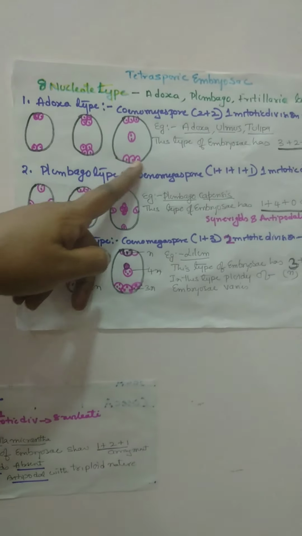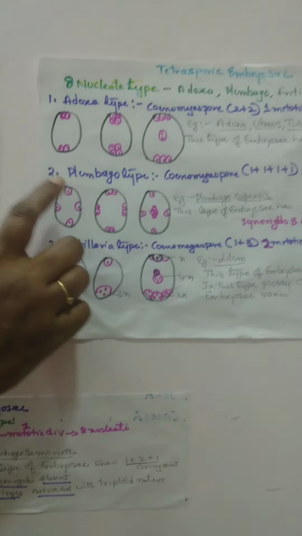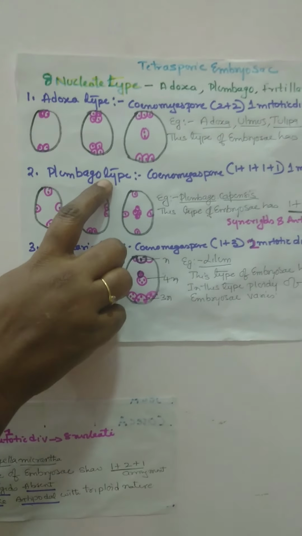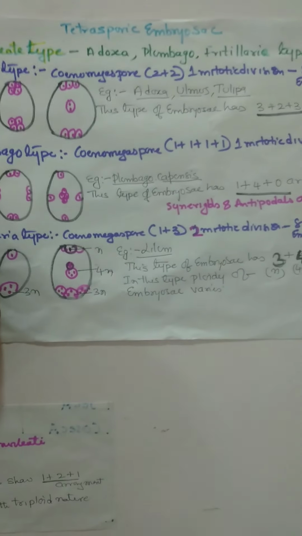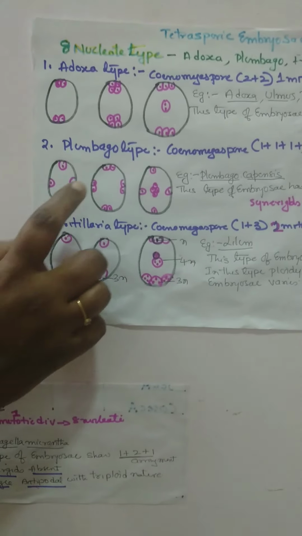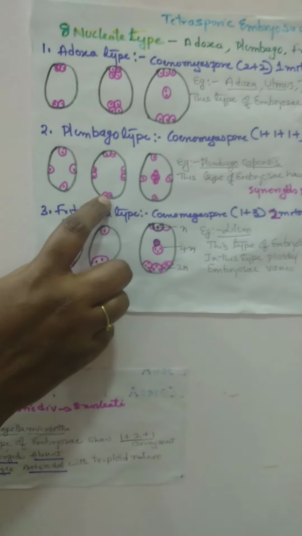So it appears like a normal embryo sac. Now let's move into the next type, that is the Plumbago type. Okay, now in Plumbago type, the megaspore is arranged in 1 plus 1 plus 1 arrangement. Yes, and again it undergoes one single mitotic division, leading to formation of 2 nuclei on all sides.